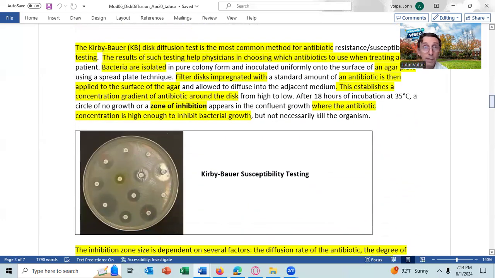All right. The disk diffusion method is also called the Kirby-Bauer disk diffusion method, which is a test most commonly used for testing antibiotics. It's named after, obviously, two doctors who invented the method, Dr. Kirby and Dr. Bauer. The results of the Kirby-Bauer test can help a physician choose which antibiotic to treat a patient with.